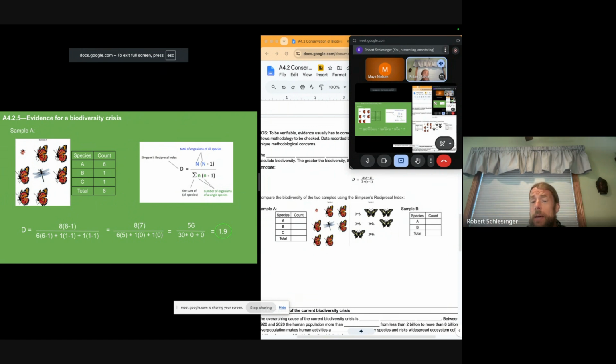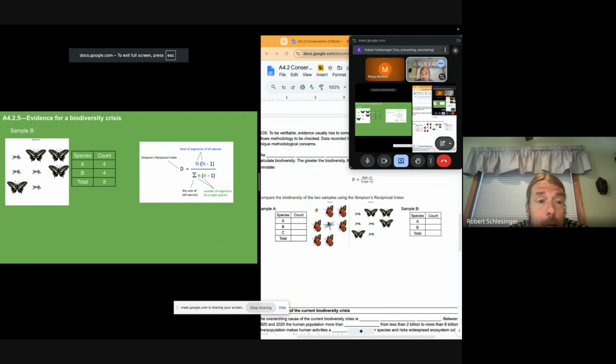And so the second thing I'm going to do now is run the Simpson's diversity index through my sample B. And so for sample B, I've got 8 again. So I know that my capital N over here is going to be 8. So 8 times 8 minus 1 is going to be 56. So I still have that same number up there. But things are going to get a little funkier down here below. So I'm going to do, looks like 4 times 3 plus 4 times 3. So 12 plus 12. That's going to give me 24.